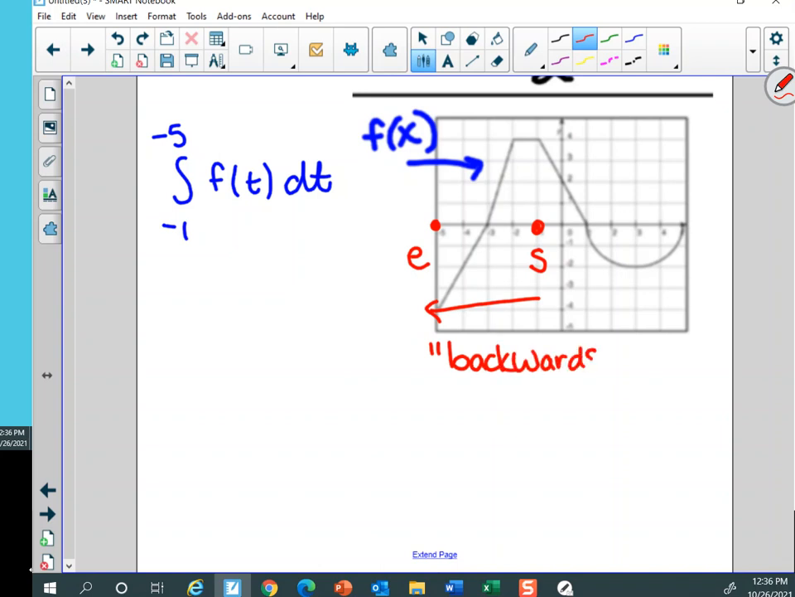So I would consider this backwards. Forwards is left to right. If I'm starting and then moving to the left from a starting point, I'm going backwards in the context of these area problems. So there are two different approaches to this.